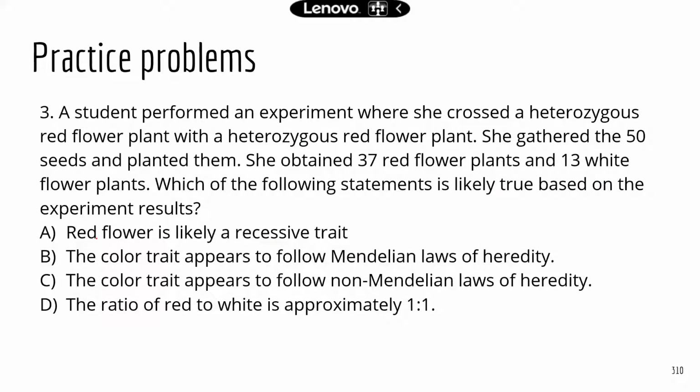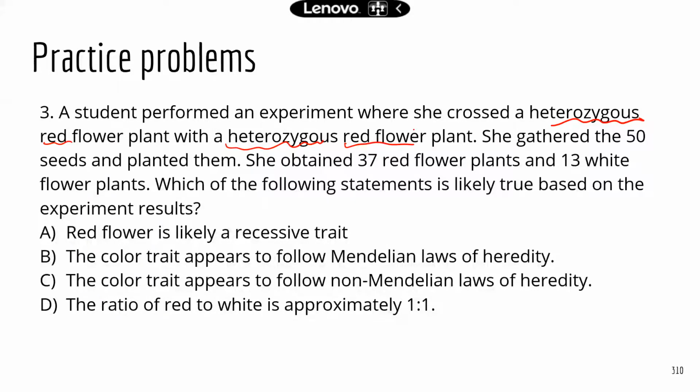Number 3, a student performed an experiment where she crossed a heterozygous red flower. So highlight the key information, heterozygous, and this is red flower. The second parent is also heterozygous, red flower. She gathered the 50 seeds and planted them. She obtained 37 red flower plants and 13 white flower plants. Which of the following statements is likely true based on the experiment results?